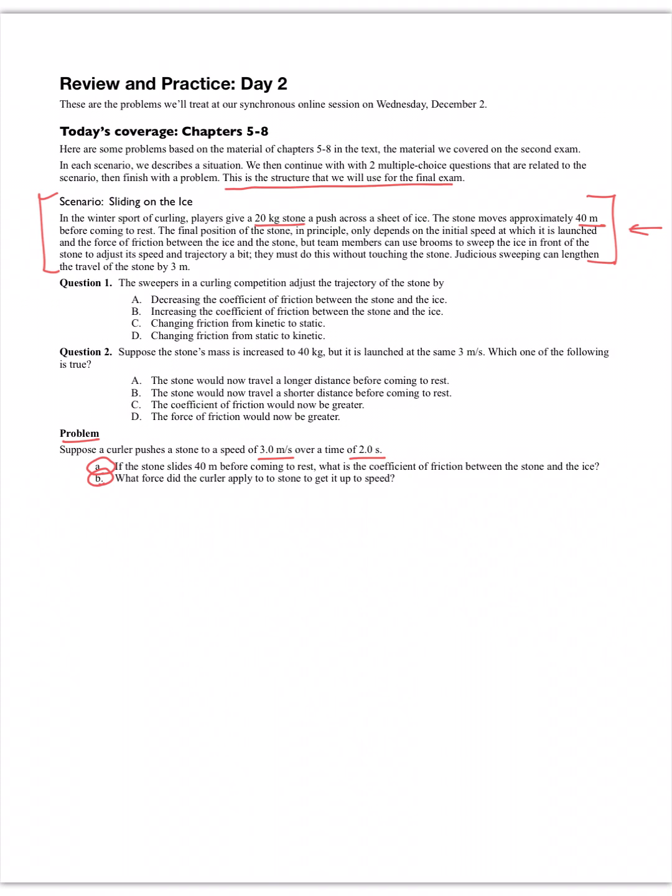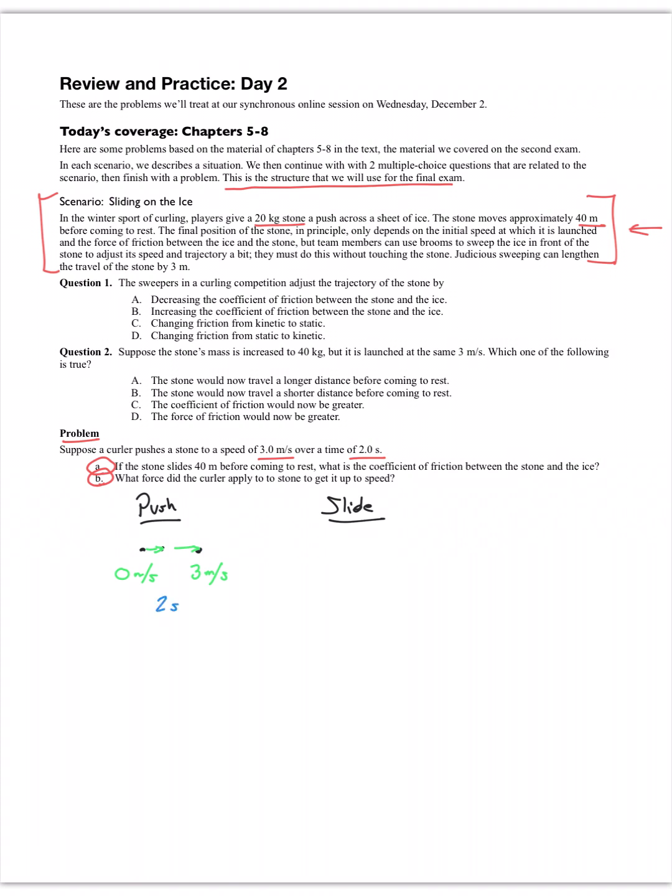Here's my strategy. This problem is one that we can clearly break into 2 parts. There's the push, then there's the slide. So during the push, the stone is starting at rest, and then it speeds up. It goes from a speed of 0 meters per second to a final speed of 3 meters per second, and it does that over a time of 2 seconds.